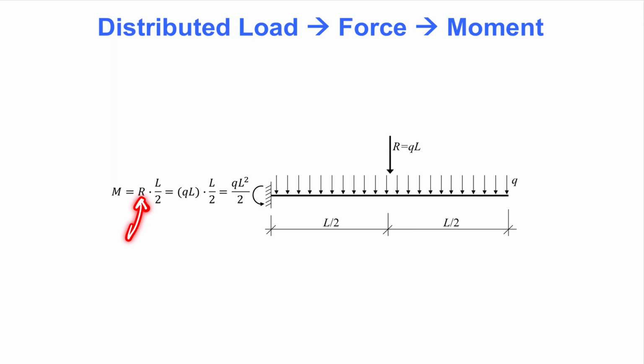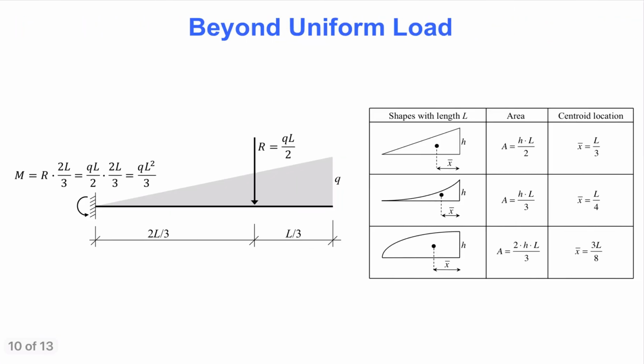The moment at the base of the cantilever is now calculated in the same manner as on the previous slide. Multiplying the force, Q times L, with the distance from the base of the cantilever to the force, namely half of L, gives the moment QL squared over 2. The next slide shows a situation where the distributed load is not uniformly distributed. The full length of the beam is still equal to L, but the load intensity now varies from 0 on the left to Q on the right.